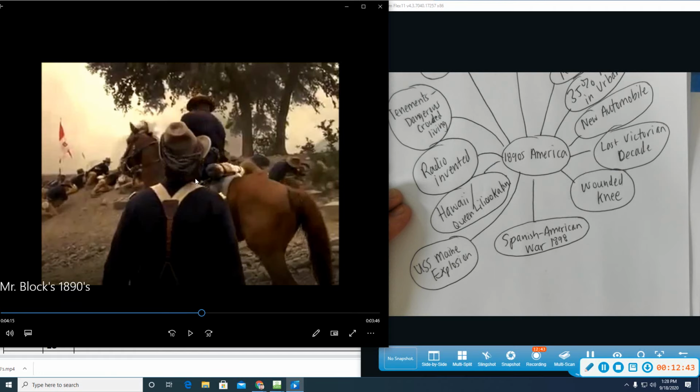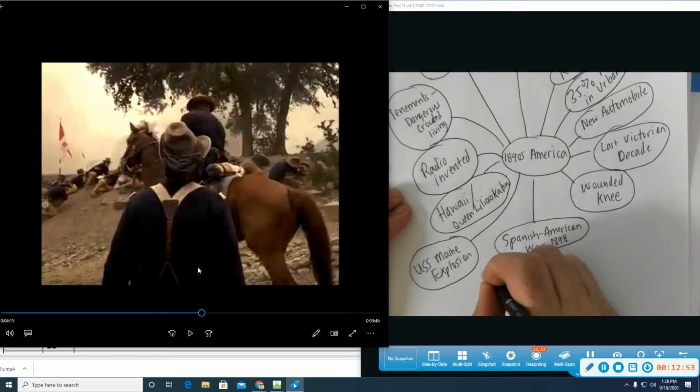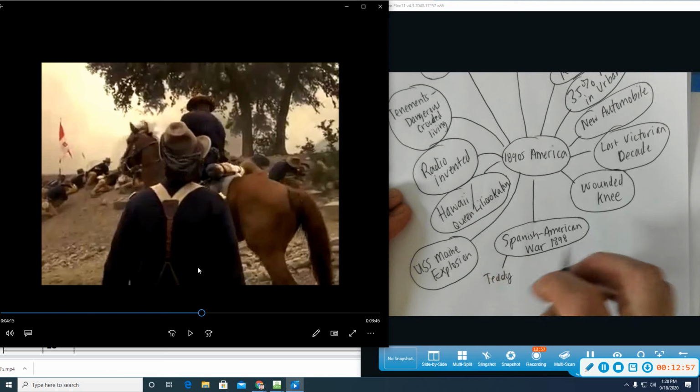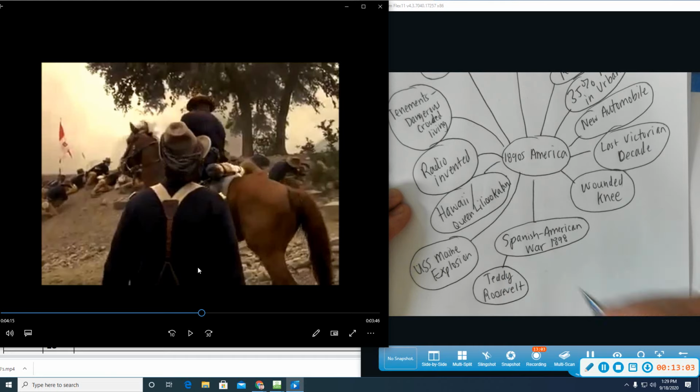Who's this guy on the ground? He's a future president. Theodore Roosevelt. Way to go. Teddy Roosevelt. He's a young man and he's in the Spanish-American War. Excellent. Let's keep going.